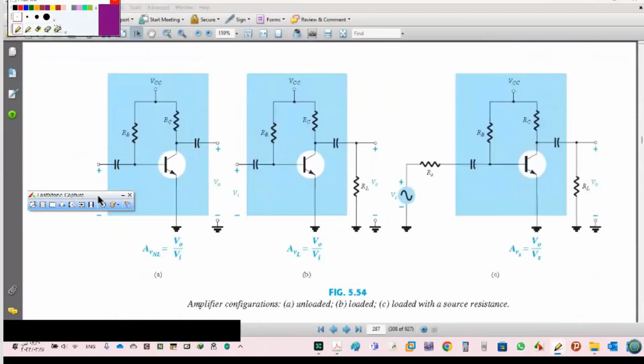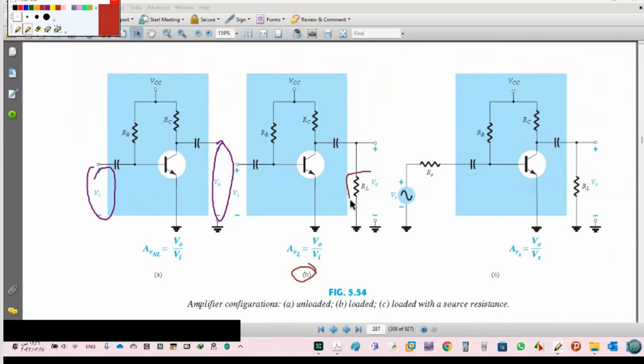Now, see these three configurations. Start from A, then B, then C. A, for example, here we have RB and RC, but we don't have any load and any generator. Second one, B, we have a load, but without generator, without the effect of the generator. This is the common view, or general view.